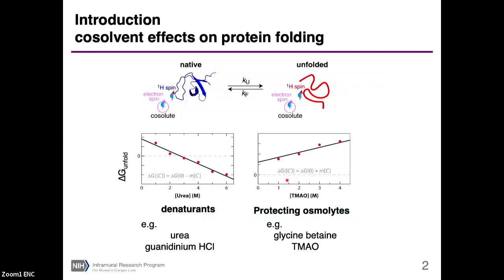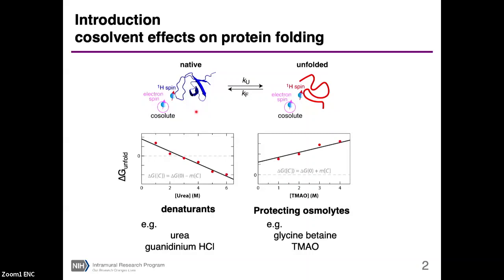The Kosovan effect is essentially the phenomenon where addition of a small molecule can perturb the protein folding equilibrium. For example, there's a class of molecules called chemical denaturants, such as urea, that denature proteins. So the equilibrium is shifted from the native state to the unfolded state. On the other hand, there's another class of molecules called protecting osmolytes, which can help proteins to fold and stabilize the native state. This includes small molecules like glycine betaine and TMAO.